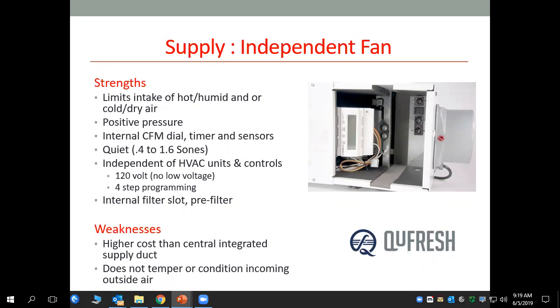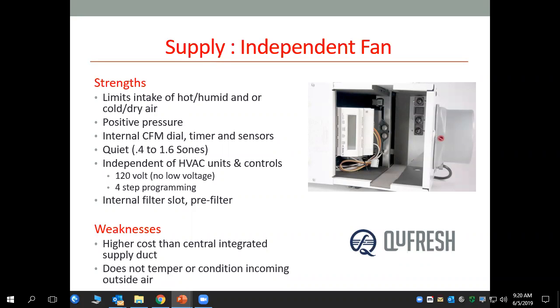It's independent. You don't have to wire it with anything within the thermostat or the air handler or furnace controls. There's no low voltage, 120 volts, 4-step programming. It does have an internal slot for a 10 by 10 by 2 filter that can be sourced up to MERV 16. Your weaknesses are it costs more. It is not the cheapest nor the most expensive, but it's certainly not the cheapest solution. And there is no tempering of the incoming air.